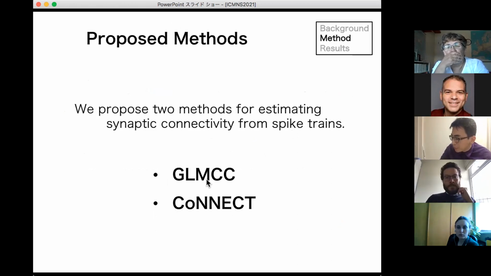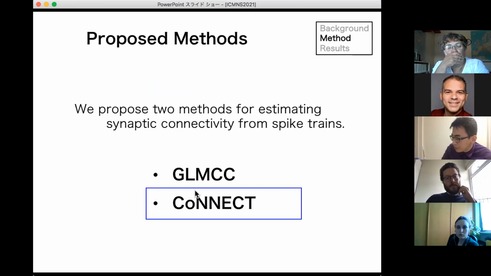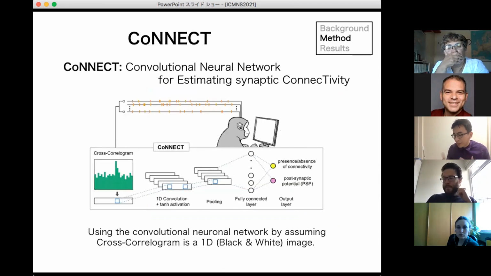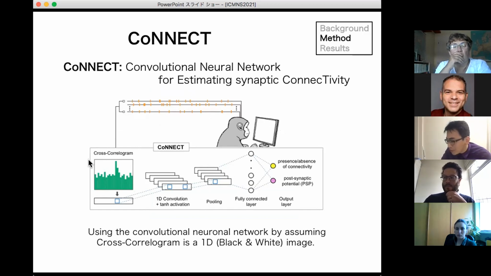And the next method is CONNECT. This is a combination of the cross-correlation and neuronal networks. We infer connectivity using neuronal networks. This figure explains how to do it. As we explained, we construct a cross-correlation histogram. And the key idea is that we transform this cross-correlation histogram into an image.